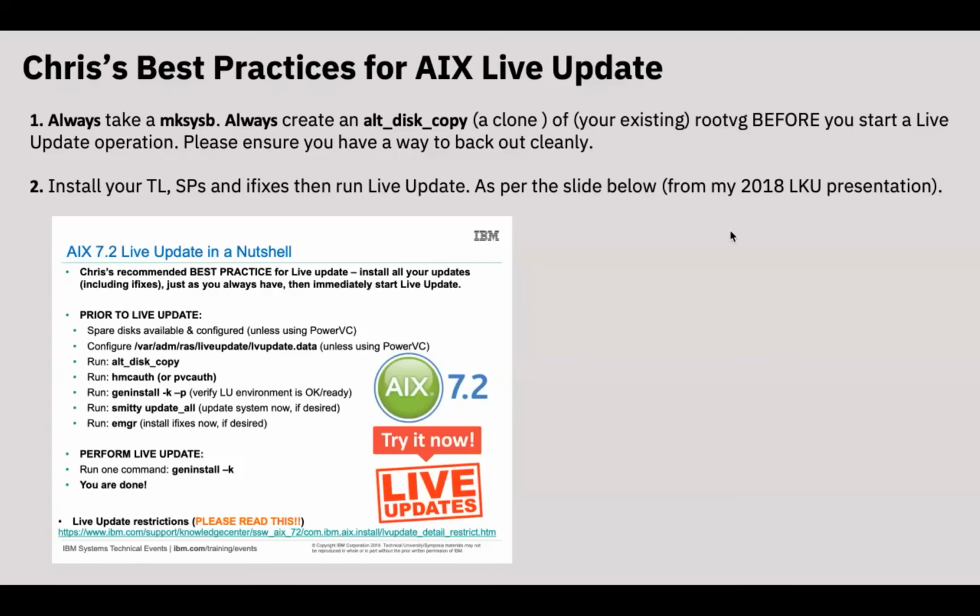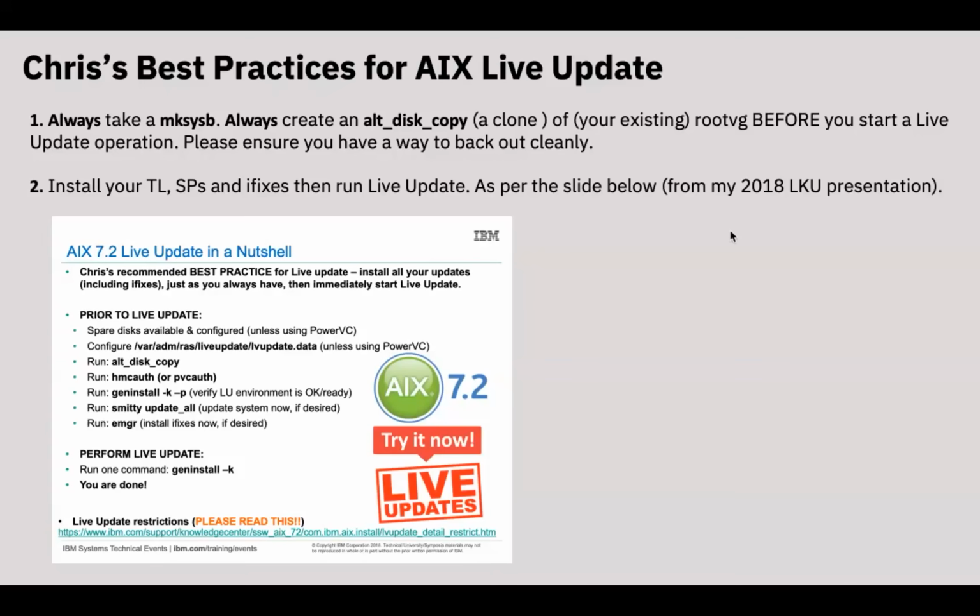The second one is one that I decided to include because it's not very well known, and some of the documentation has become a little bit clouded since we first introduced Live Update. So I just wanted to let people know that it is possible to continue installing your TLs, your service packs, your iFixes, as you always have, using SMIT update_all, install_p, or NIM, and then you start the Live Update operation. When we first introduced Live Update, some of the documentation was not overly clear about the very fact that you could do that. So I decided to include it in my best practices and then show you an example of how you would do that.